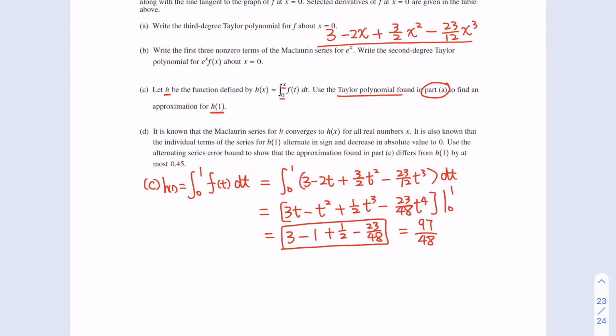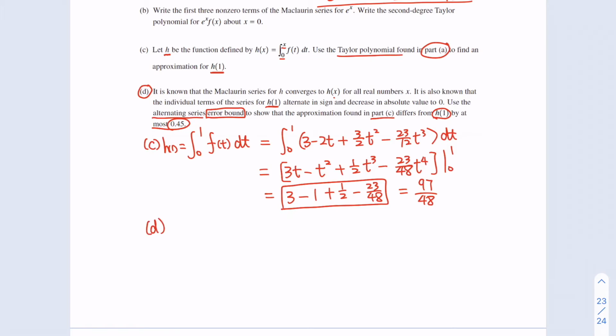Part D. It's known that the Maclaurin series for h converges to h of x for all real numbers. Also, for h of 1, it's alternating in sign and decreasing in magnitude, so that means h of 1 also converges. Use the alternating series error bound to show the approximation found in part C differs from h of 1 by at most 0.45.